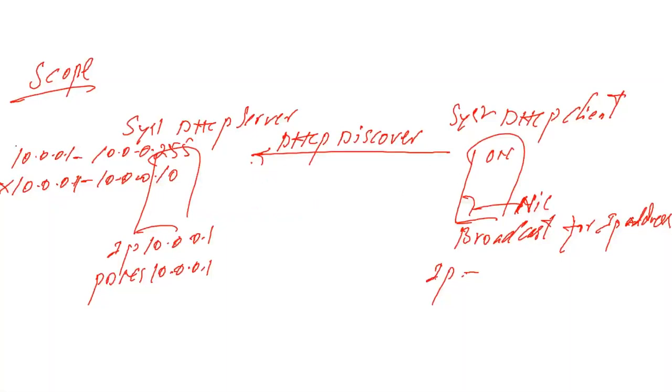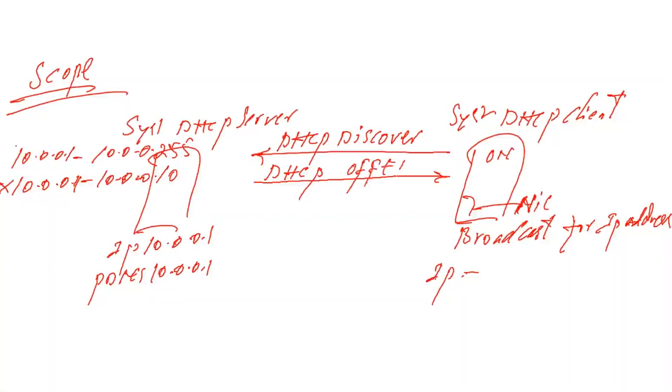When the request reaches the DHCP server, the DHCP server will check the scope. In the scope, whichever is the first free IP available, the DHCP server will offer that IP address to the client. So in the range, which is the first free IP address? 10.0.0.1 or 2 or 11. 10.0.0.11 is the first free IP address in the range. So the DHCP server will offer that IP address to the client. The second packet is coming from server to client, and this packet is called the DHCP offer packet.